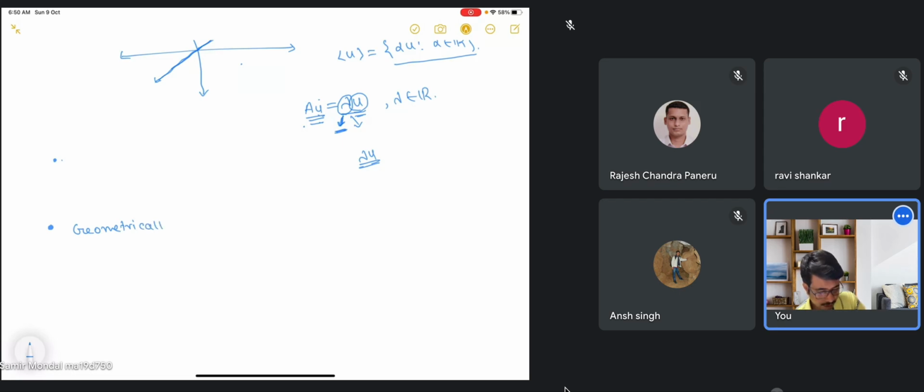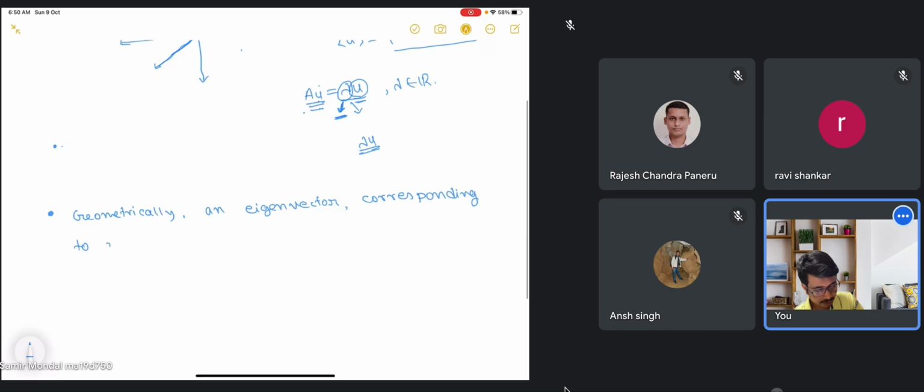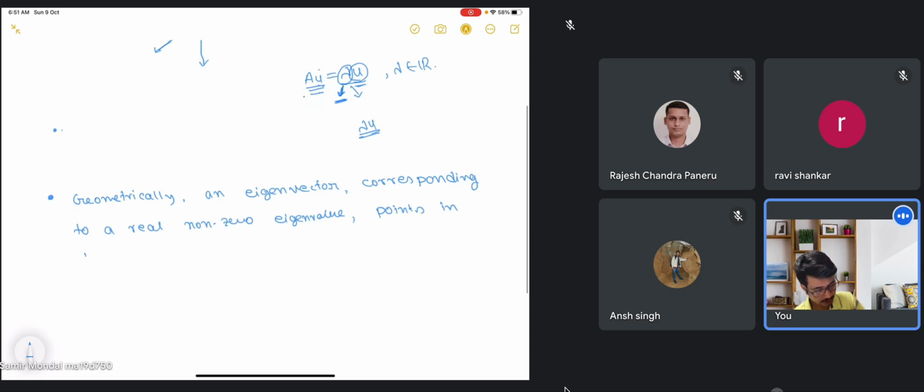Geometrically, what we can say, an eigenvector corresponding to a real non-zero eigenvalue points in the direction in which it is stretched.